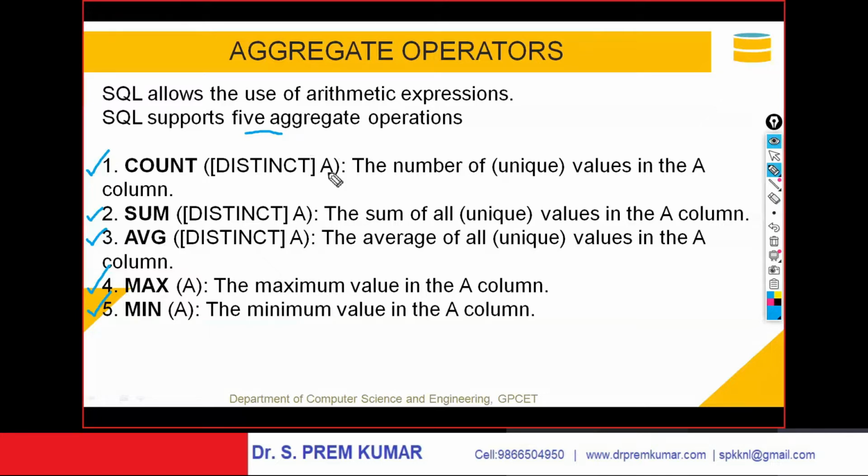Count of A. Count of A gives the number of values there are. A is nothing but a column name. How many values are there, that is nothing but count. If you use distinct, duplicates are eliminated. Duplicate values are not considered.